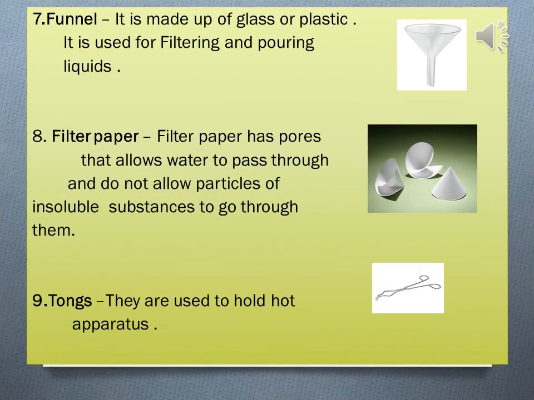Children, the seventh apparatus is funnel. Funnel is made up of glass or plastic. It is used for filtering liquids and pouring liquid from one vessel to another. Eighth one is filter paper. Filter paper has tiny pores that allow water to pass through and do not allow particles of insoluble substances to go through them. For example, if we have to separate the insoluble substances like solid and liquid mixture, then we can use funnel and filter paper.